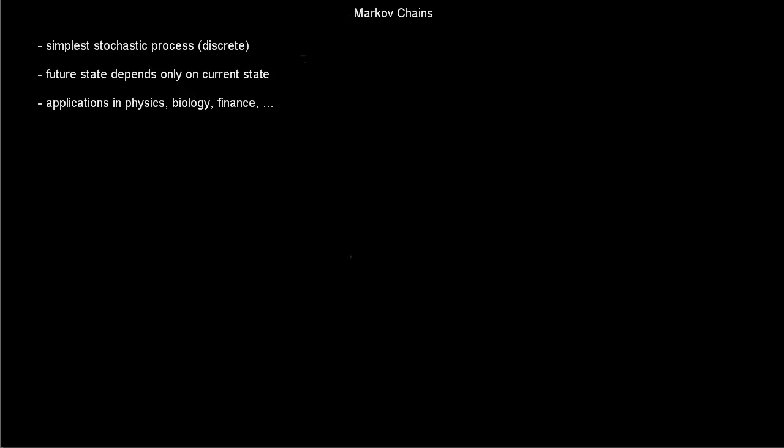Welcome back. Today we're going to talk about Markov chains. Markov chains are the simplest stochastic process. They're a discrete process in which the future state of a system depends only on the current state. There's tons of applications in physics and biology and computer science and finance.